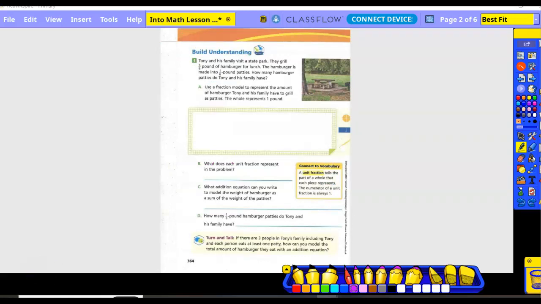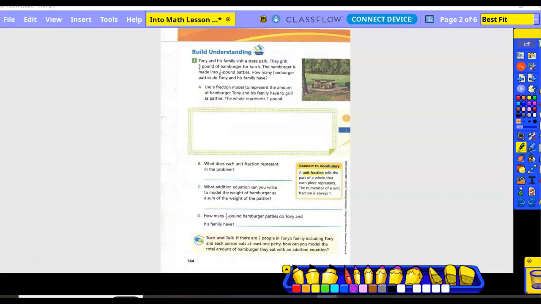Build understanding number 1. Tony and his family visit a state park. They grill 5/6 pound of hamburger for lunch. The hamburger is made into 1/6-pound patties. How many hamburger patties do Tony and his family have? Use a fraction model to represent the amount of hamburger Tony and his family have to grill as patties. The whole represents 1 pound.